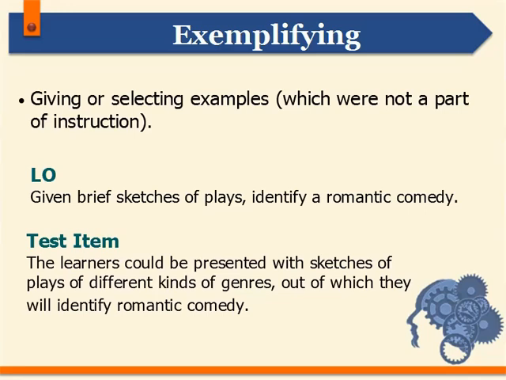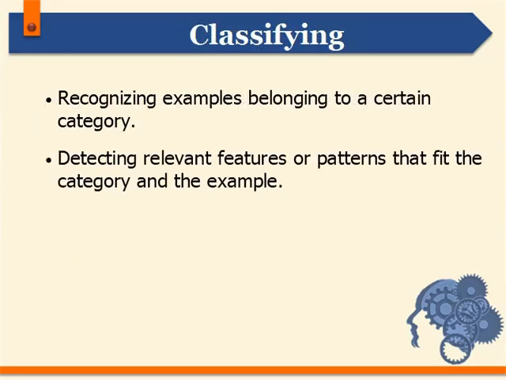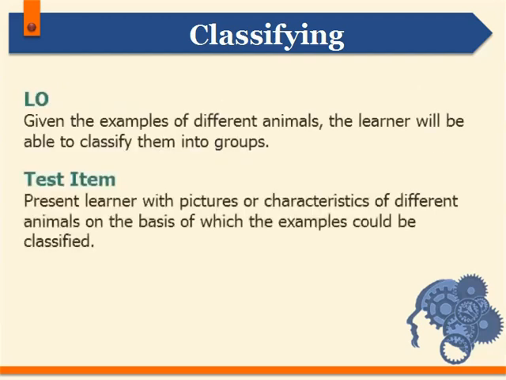The test item could present sketches of plays of different kinds of genres, out of which they will identify romantic comedy. Here it is expected that the learner is taught only romantic plays. The learner will then identify a romantic play from their defining features. Classifying occurs when a learner recognizes an example belonging to a certain category. It involves detecting relevant features or patterns that fit the category and the example both.